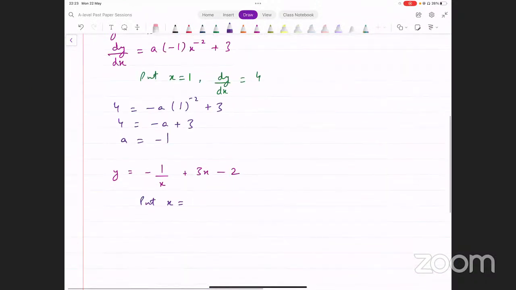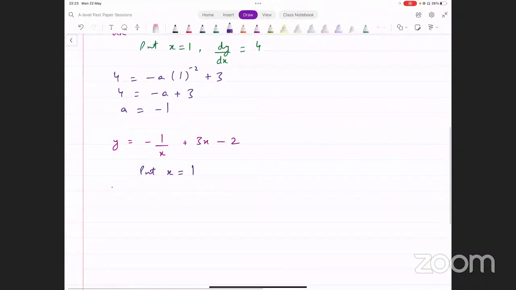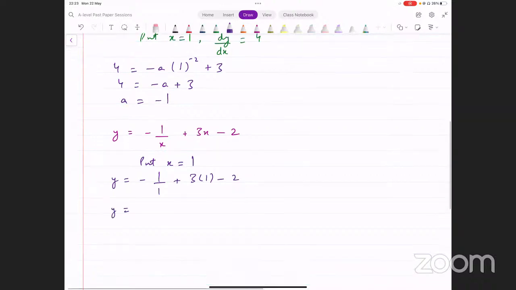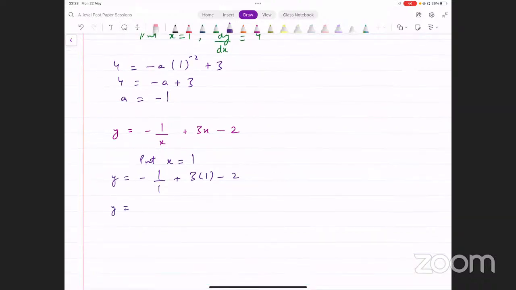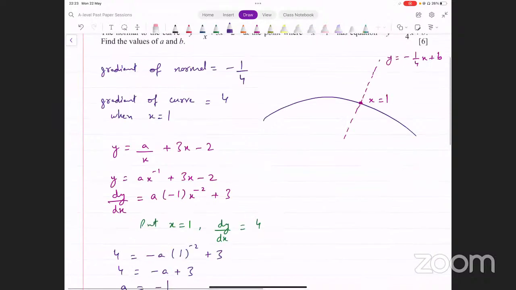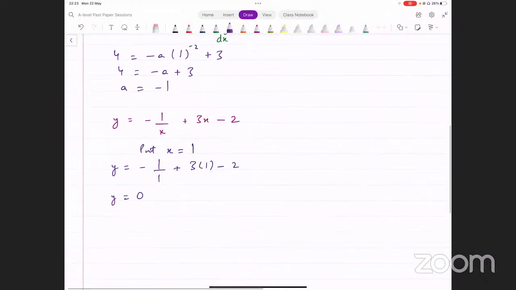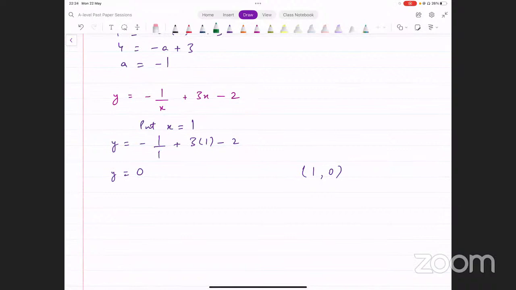where is that? Yeah, x equal to 1. x equal to 1 input करते हैं. -1 over 1 plus 3 into 1 minus 2. Let's see what value of y we get from this. This gives us -1 plus 3 minus 2, which turns out to be 0. इसका मतलब क्या हुआ, इस point के ऊपर जो हमारा point है जिसके ऊपर normal है उसकी coordinates क्या हैं, 1 and 0. So the equation of the normal that we had was y equals -1 over 4x plus b.